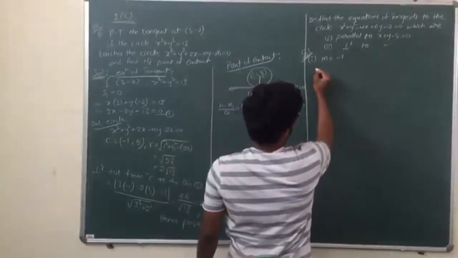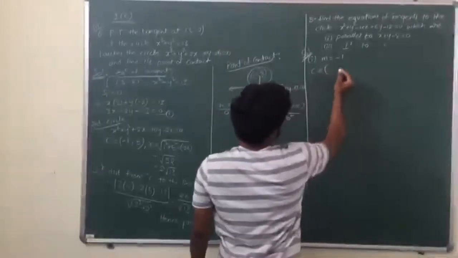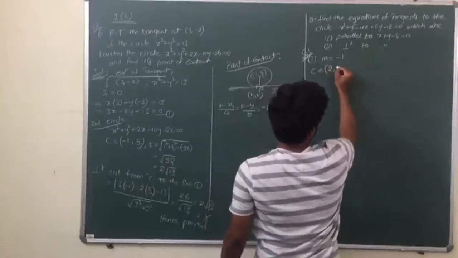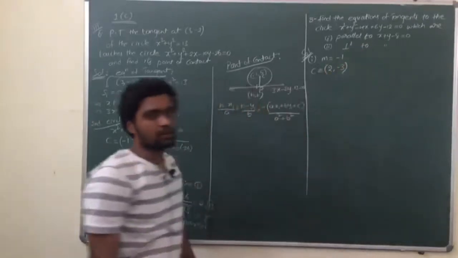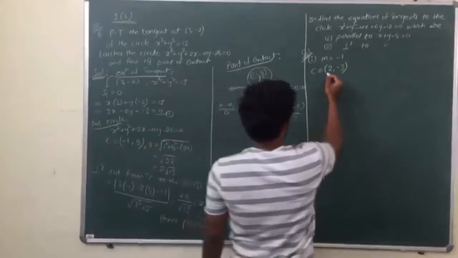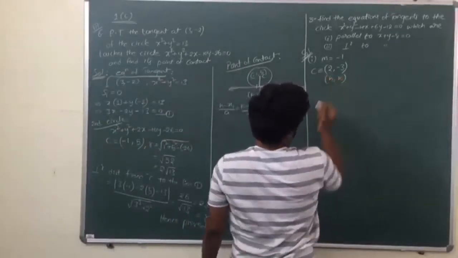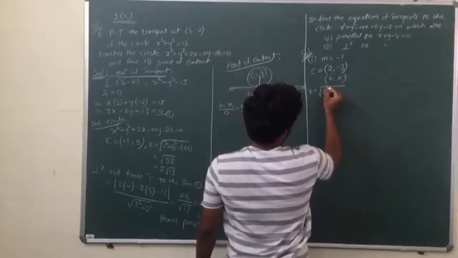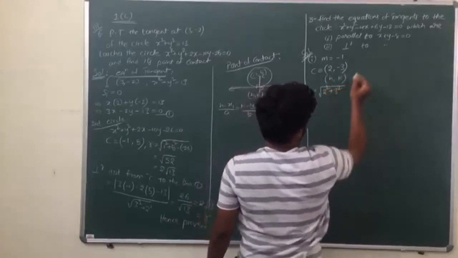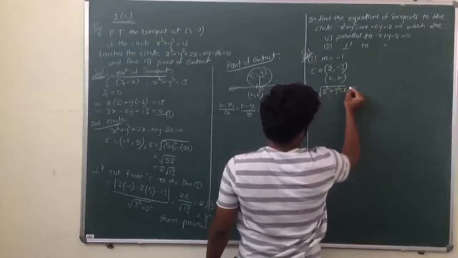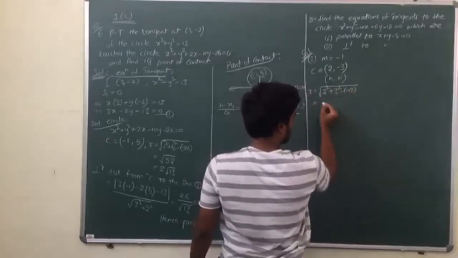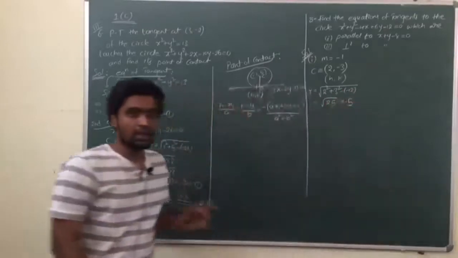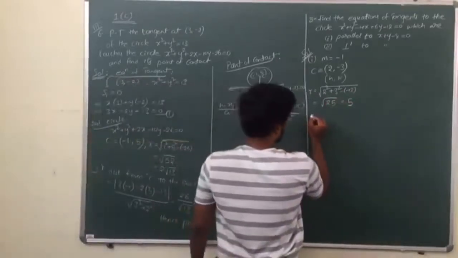Now center of the circle. What is the center of the circle? 2 comma minus 3. So which is h comma k? Now tell me about radius. Under root 2 square plus 3 square minus of minus 12. Yes, 13 plus 12, 25, which is equal to 5. Okay. Now what is the equation of tangent?